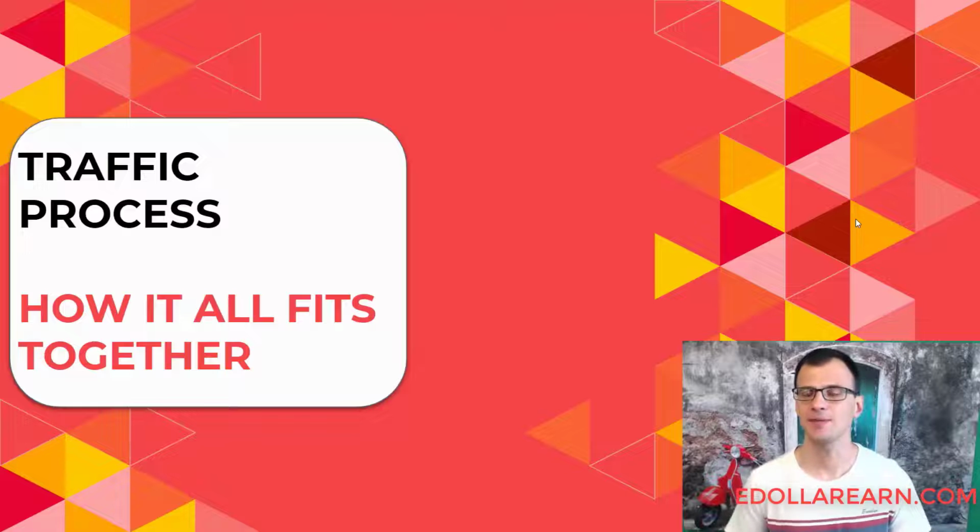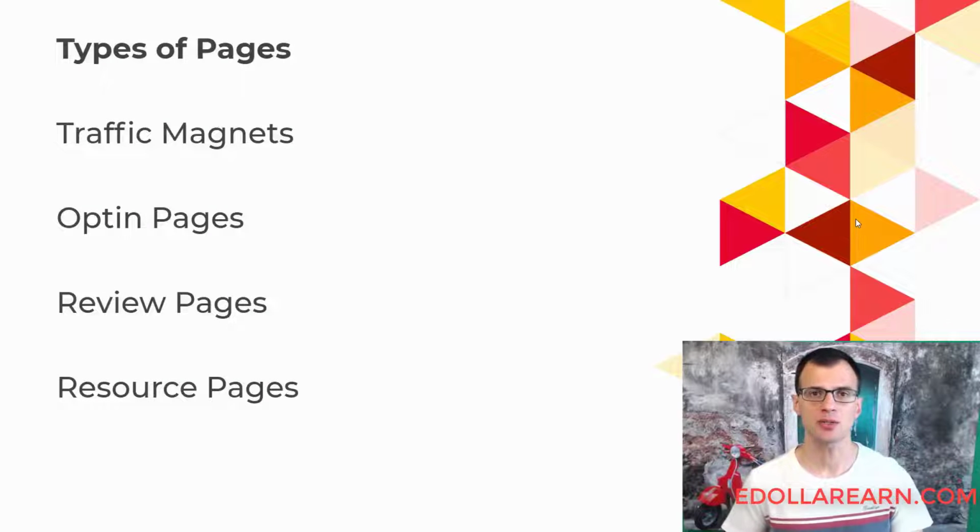Hi everyone, in this video we're going to be talking about the basics of the traffic process and how different pages on your site actually fit together, and how the traffic can flow with maximum efficiency between the different pages on your website. So in my mind, there are 4 types of pages that you can create on your website. There are obviously many different ways to classify these, but this is the way that I like to think about it. There are traffic magnet pages, opt-in pages, review pages, and resource pages.